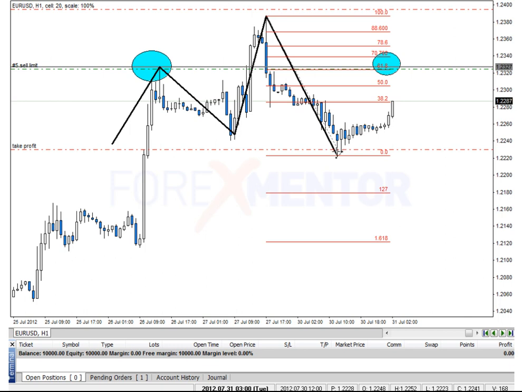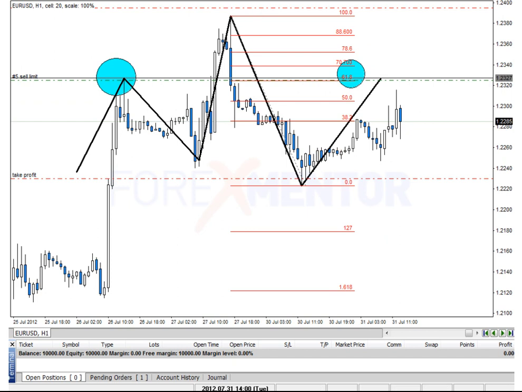So if we just draw this in, we're looking for that move up and then that drop to form that head and shoulders. So we just move this forward. Remember, if price breaks the lows, you'll just need to redraw your fibs on this swing down. But we've identified a higher time frame key resistance area.